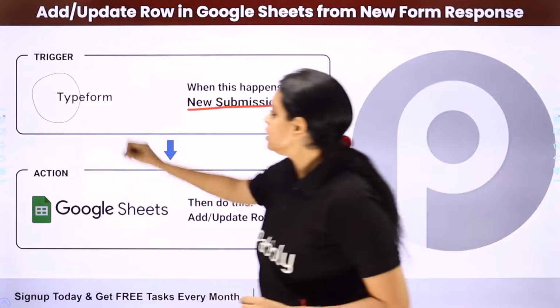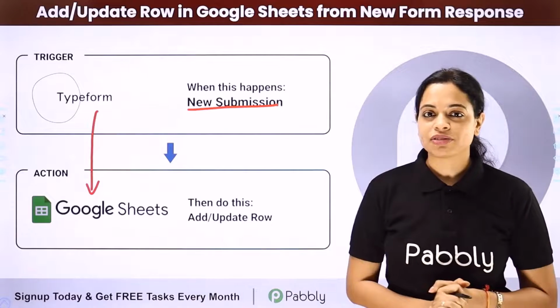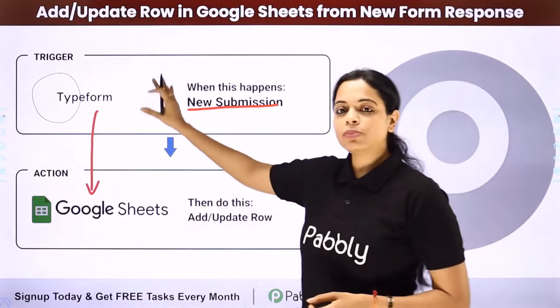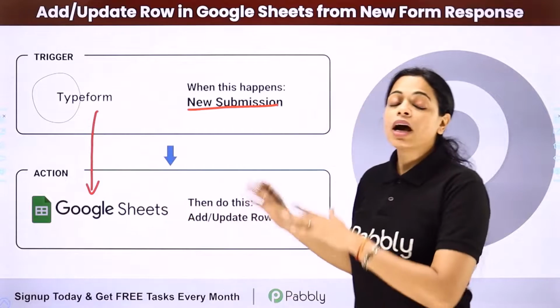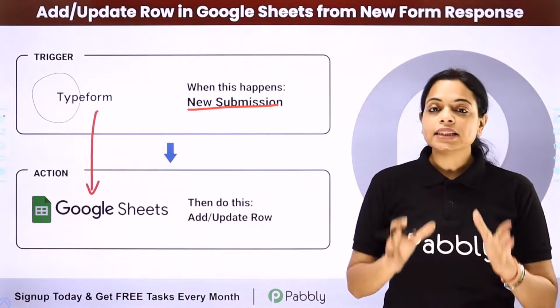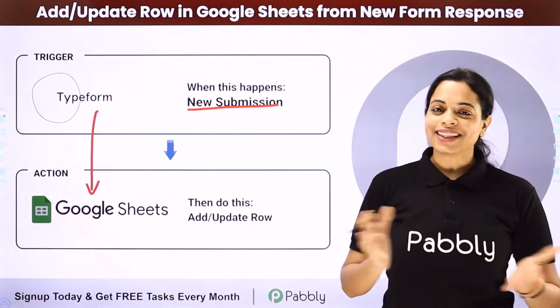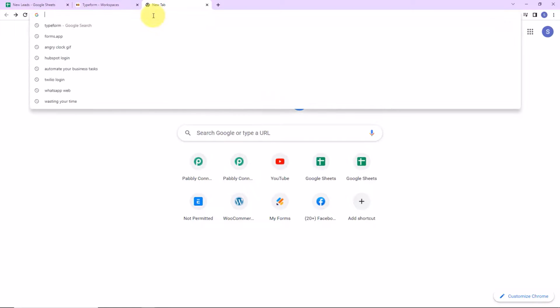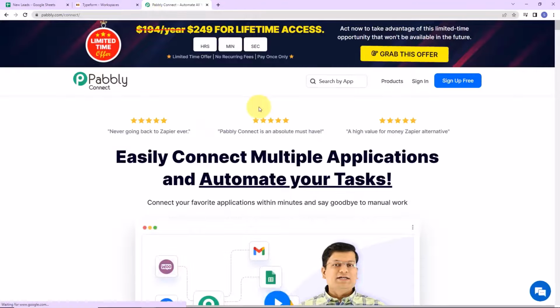For this, you will have to integrate these two applications, and the same thing can be done using Pabbly Connect software. So here your trigger application will be Typeform and your action application will be Google Sheets. Now, how can you do this yourself? Integrate and automate this entire process. To understand that, let me take you to my screen. To begin with the process, we are first going to type the URL pabbly.com/connect, and here we have reached the landing page.